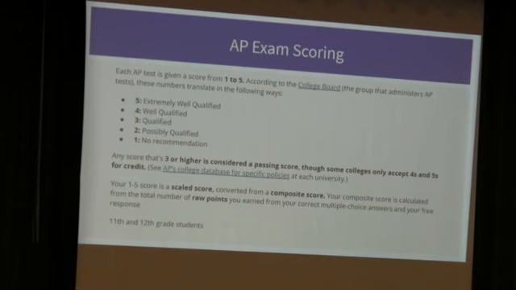So AP exam scoring goes on a scale of 1 to 5, according to the College Board. You can see the levels listed there. Any score of 3 or higher is considered a passing score, though some colleges only accept 4s and 5s for credit. More information can be found in the College Board database. A 1 through 5 is a scaled score converted from a composite score. It's calculated from the total number of raw points based on the correct multiple choice answers and the open response.